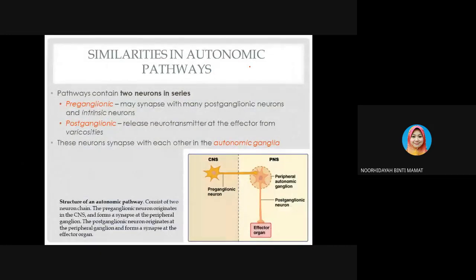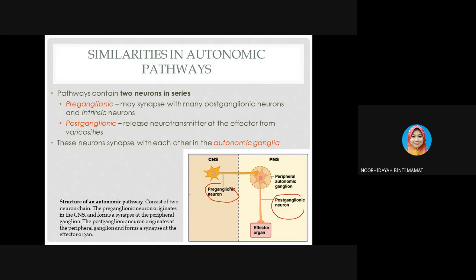So we go to the similarities in the autonomic pathway. The pathway consists of two neurons in series, the preganglionic and the postganglionic. The preganglionic neuron may synapse with many postganglionic neurons and intrinsic neurons, while the postganglionic neuron releases the neurotransmitter at the effector from the varicosities. These neurons synapse with each other in the autonomic ganglia.